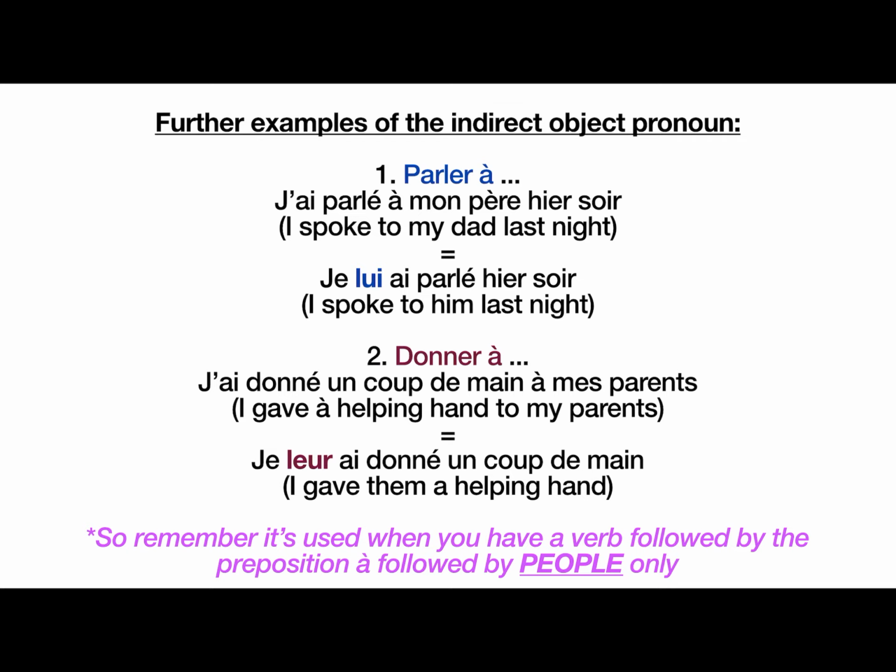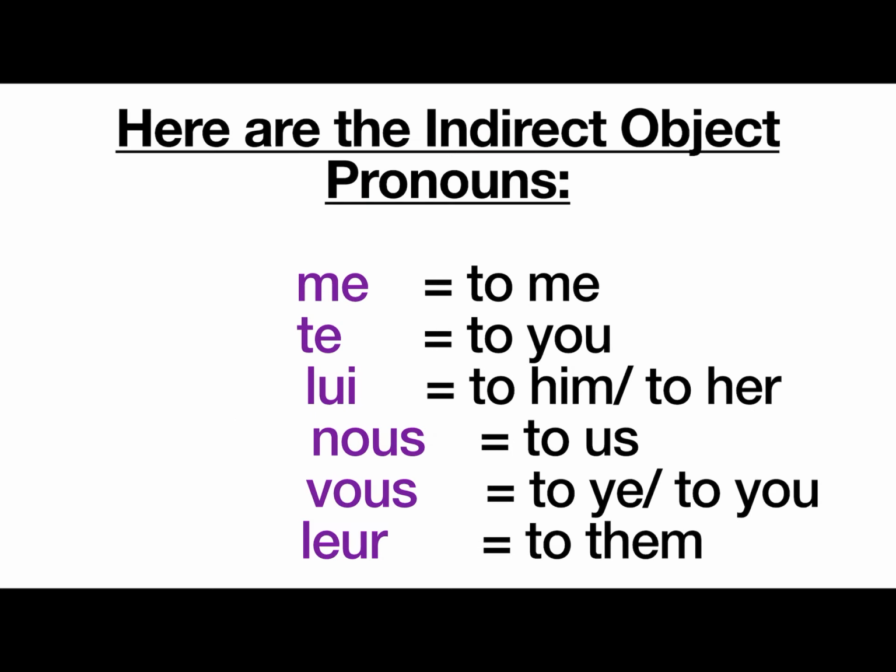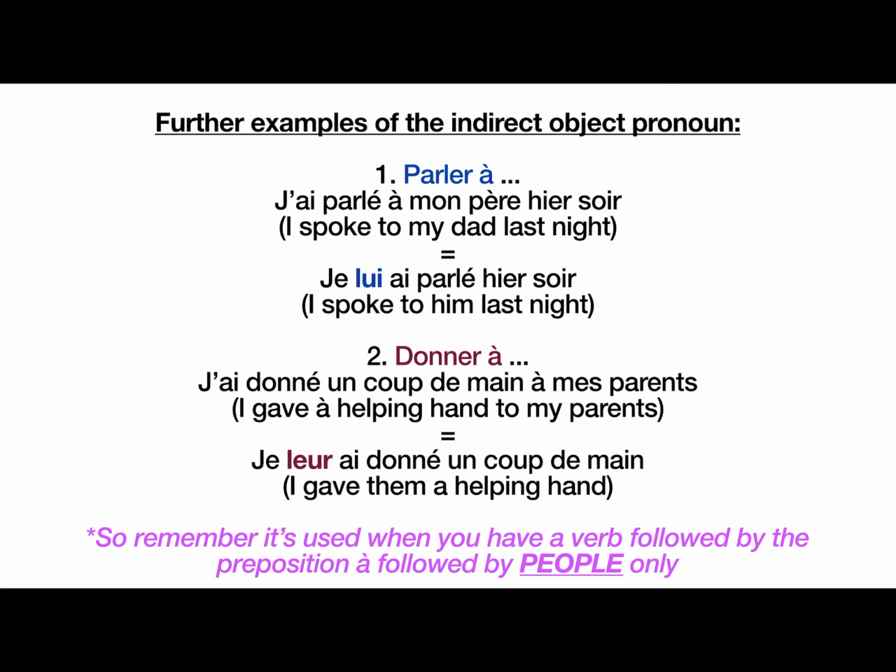So I'm going to give you more examples here. Parler à, to speak to someone. J'ai parlé à mon père hier soir. I spoke to my dad last night. I want to say I spoke to him. So "to him", if I go back to my list, it's lui. Okay, so back to my example: je lui ai parlé hier soir. So I place my indirect object pronoun before my verb.